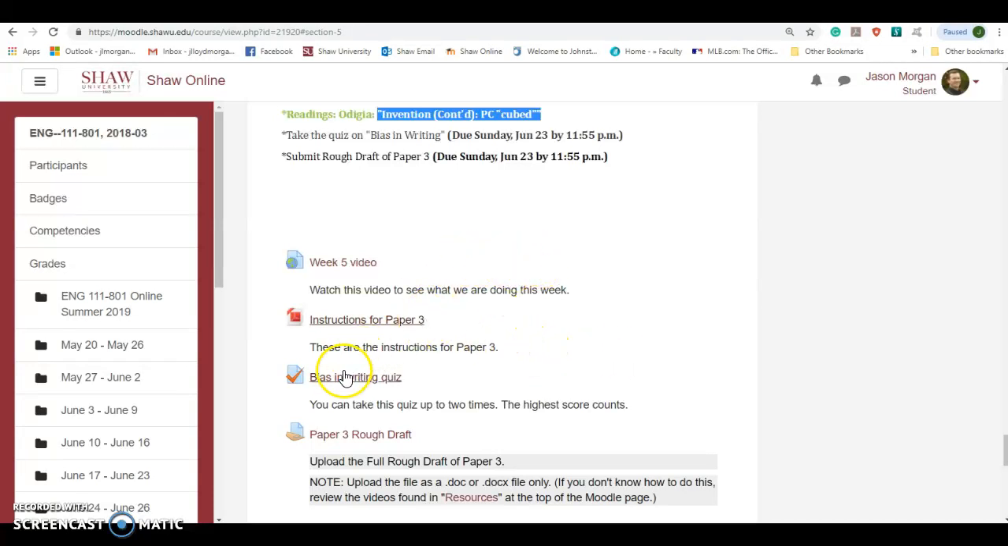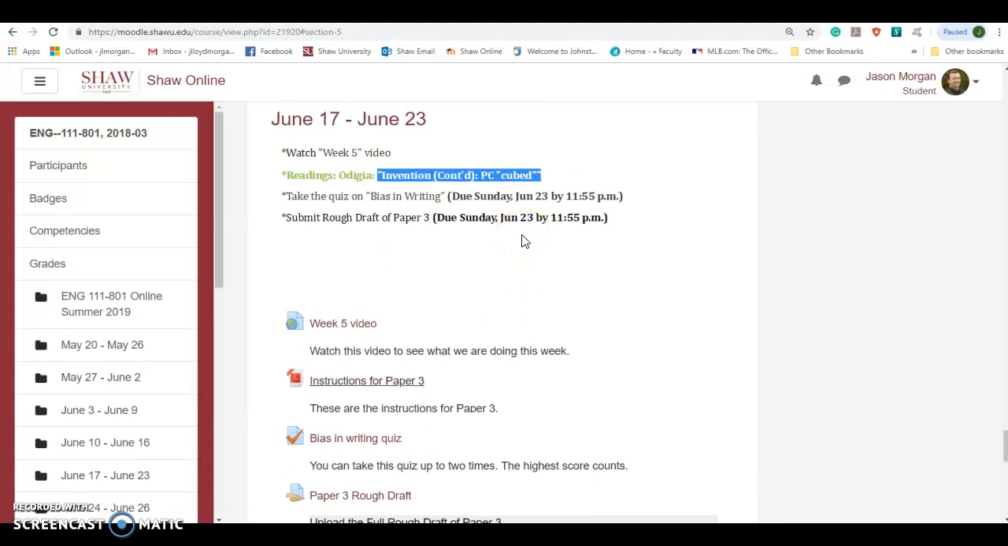So the 2 deliverables, again: the quiz will not take you very long, but the first draft of paper 3 will take some time. Again, you have 1 week to get that first draft done. So that's what's going on here for week 5.